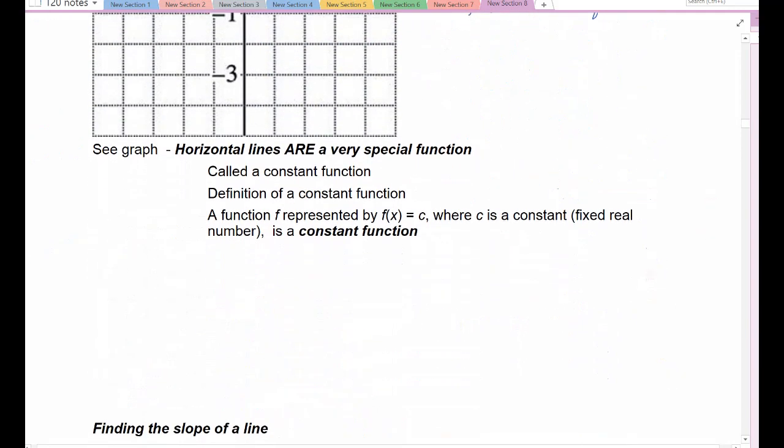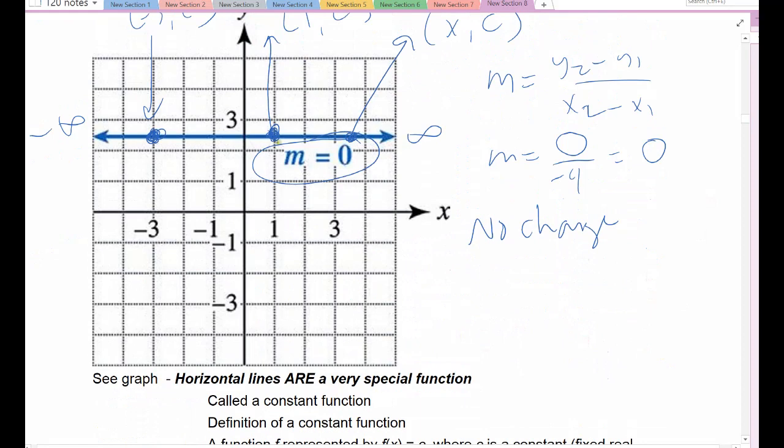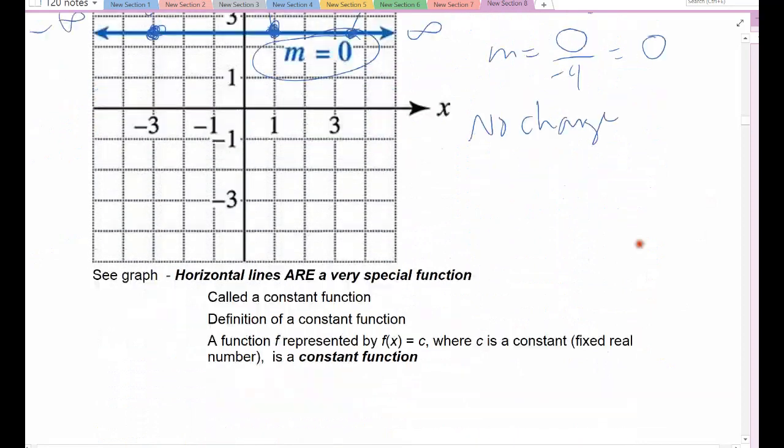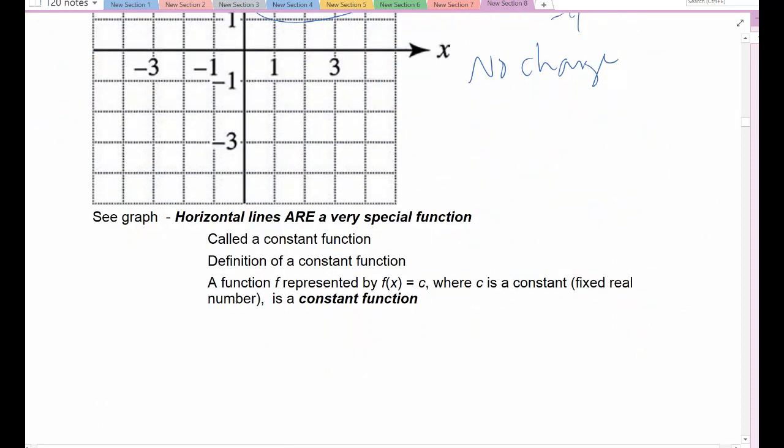The horizontal lines are functions. If I do a vertical line test, it does pass the vertical line test. They're very special functions called constant functions. The definition of a constant function is a function represented by a number that's constant. It's a fixed real number. And so a constant function is whenever I have f of x equal to, say, 2. That's a constant function. Or f of x equal to negative 10. That's a constant function.